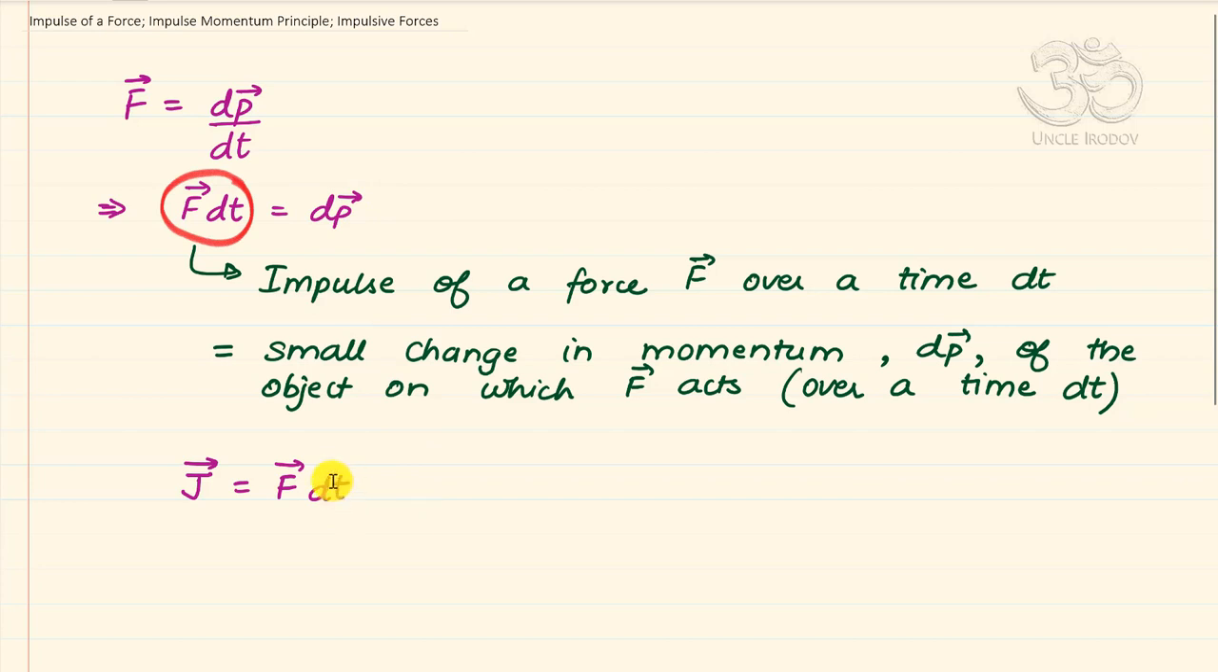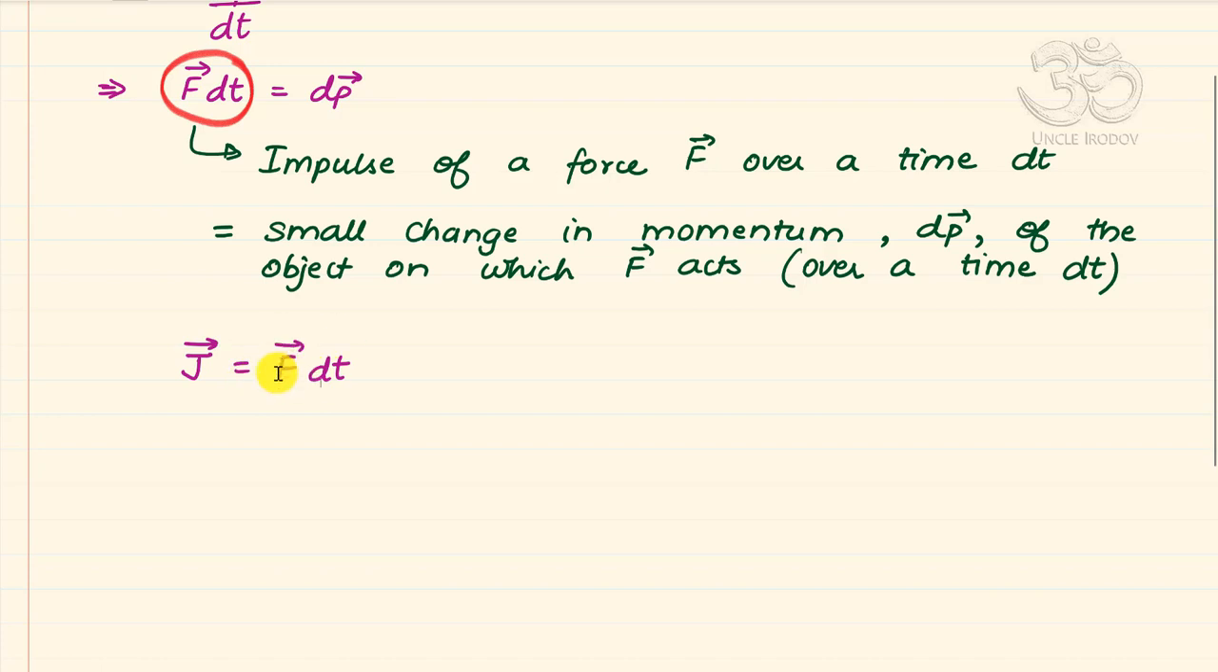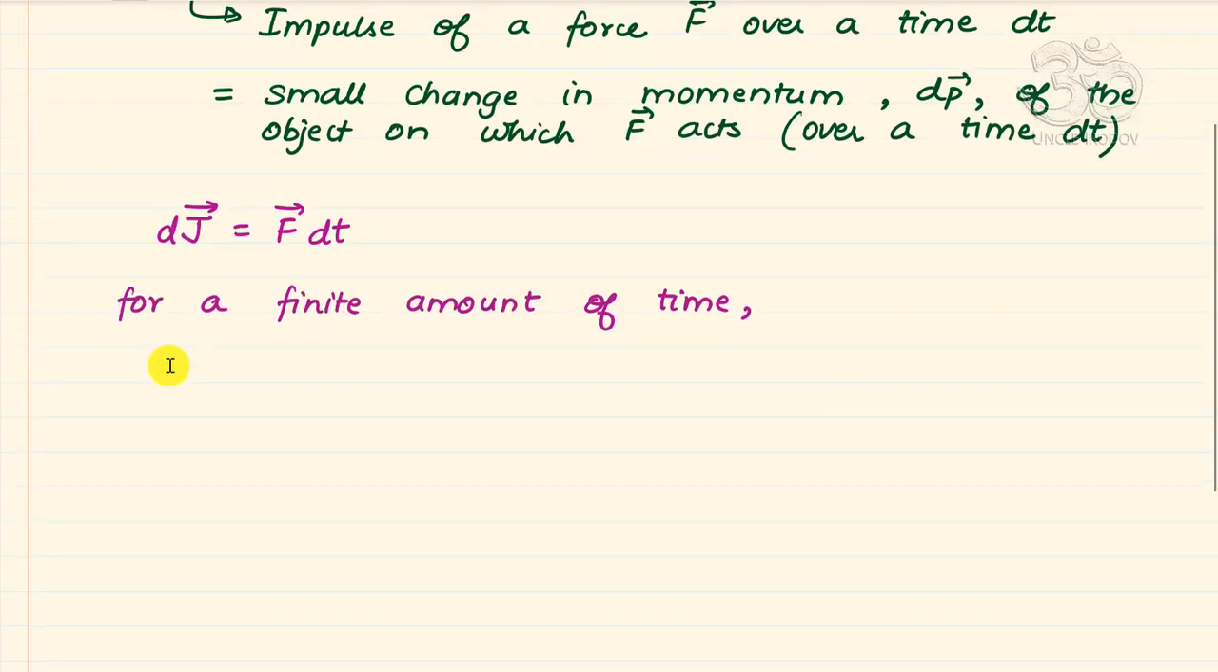Now if I want to find out the total impulse of a single force over not a small amount of time dt but over a large amount of time, and maybe this force is a function of time itself, then what I can do is, in fact I should write here dJ, I should not even write J. So for a finite amount of time, the total impulse is J, which is the integral of F dt.